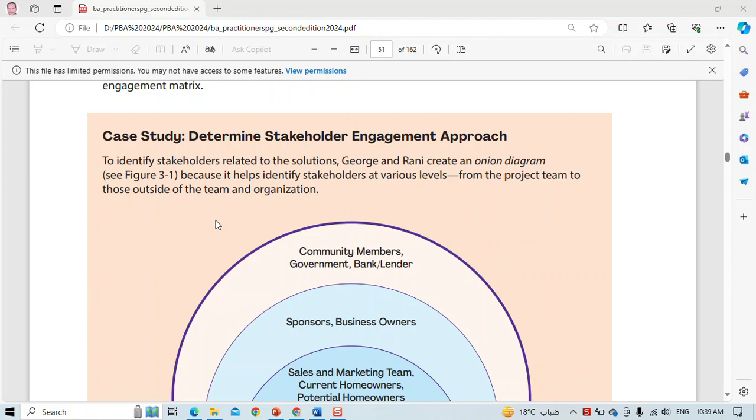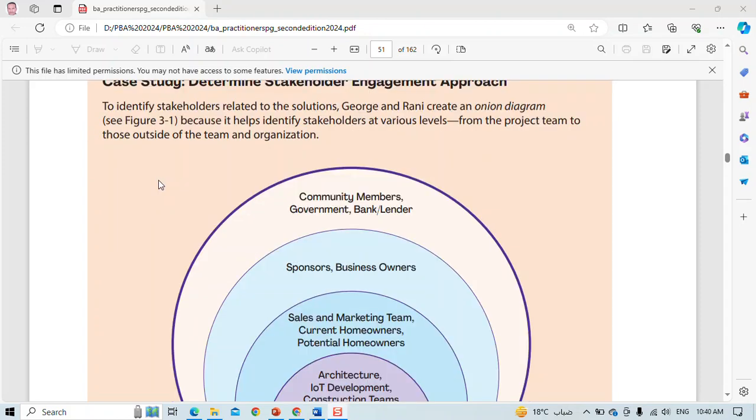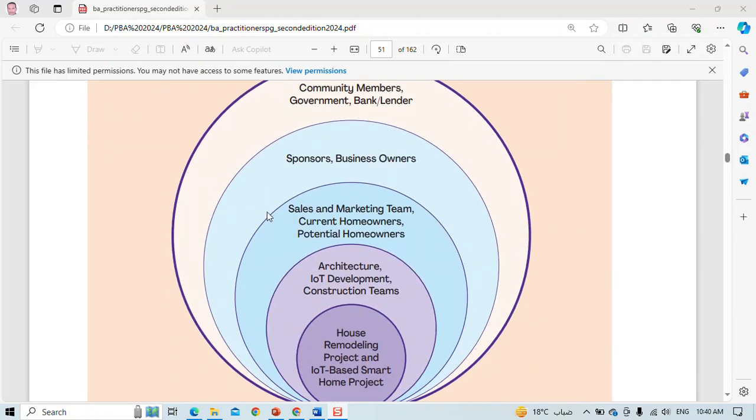First of all, I would like to define again what we mean by stakeholders. Stakeholders, from a business analysis perspective, are any people, individuals, groups, or organizations who can impact or be impacted by our solution. According to this definition, George and Rani identified stakeholders by using an onion diagram. The onion diagram illustrates the relationship between our solution or project and the stakeholders.